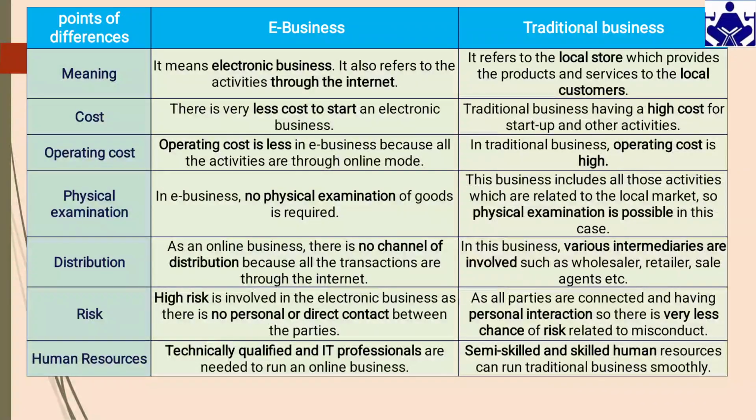Risk. In case of e-business, there is a high risk because there is no personal or direct contact between the parties. Whereas in case of traditional business, all parties are connected and have personal interaction. So there is very less chance of risk related to misconduct. And the last point, human resources. E-business requires technically qualified and IT professionals, whereas traditional business requires semi-skilled and skilled human resources.